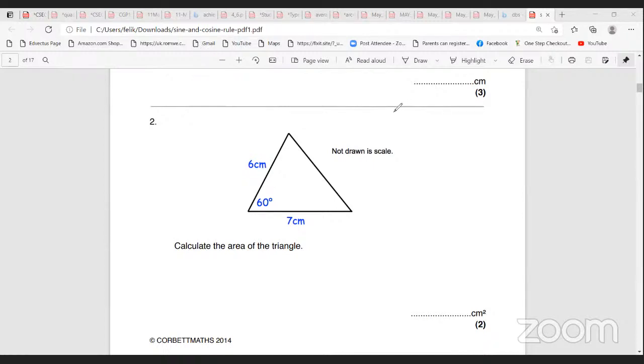All right, go ahead and complete this one for me. 4 minutes. Look at it, determine the rule that you're going to use, and then go ahead and do that.